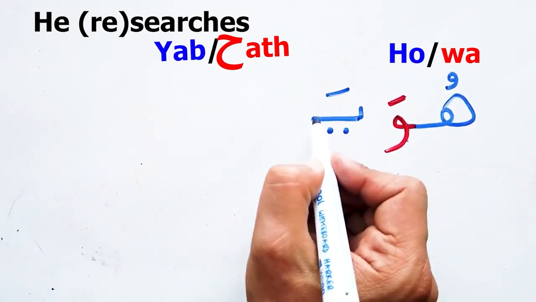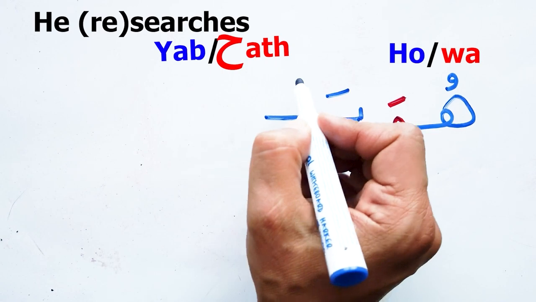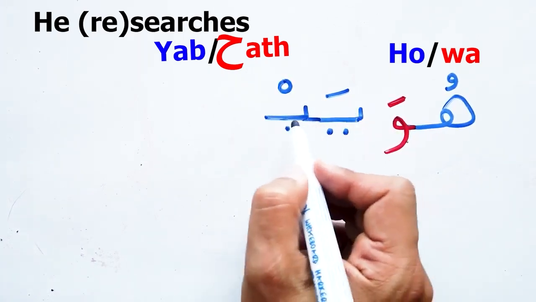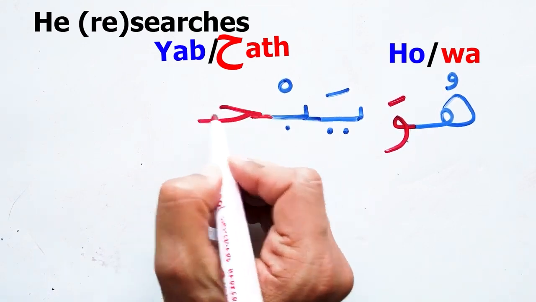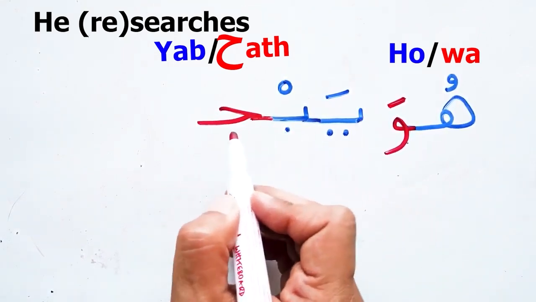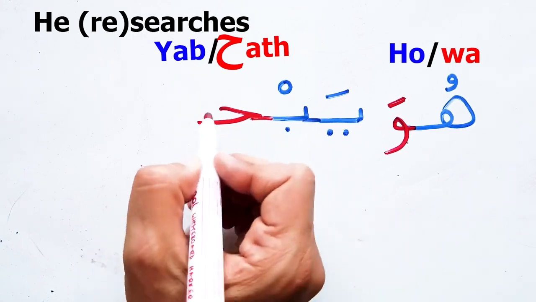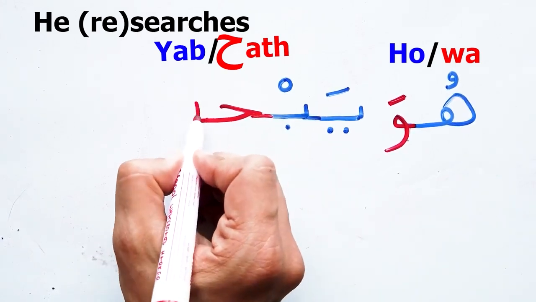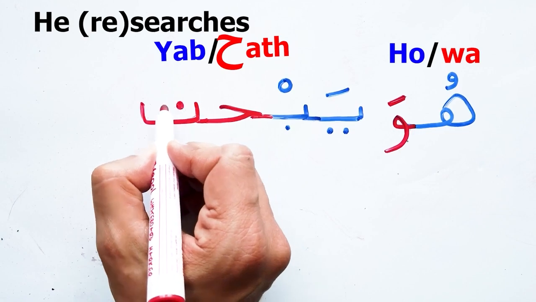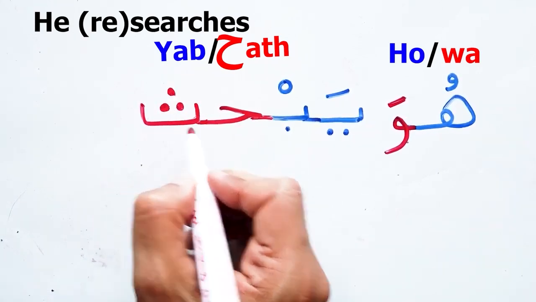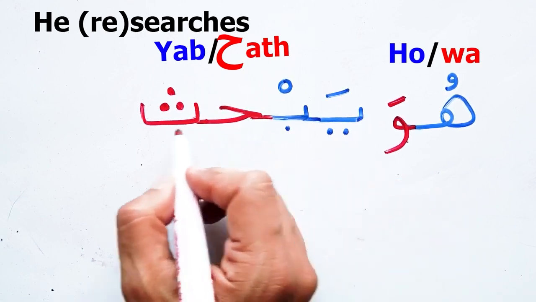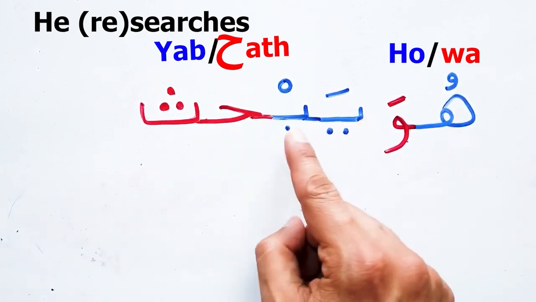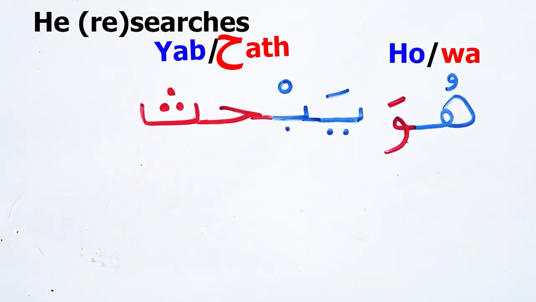يب. The sound of B. Yeb. But I pause here, so I must add sukun. Yeb. Ha. This letter does not exist in English. Yabha. Yabhath. The sound of TH as in the word thank you. Yabhath. هو يبحث.